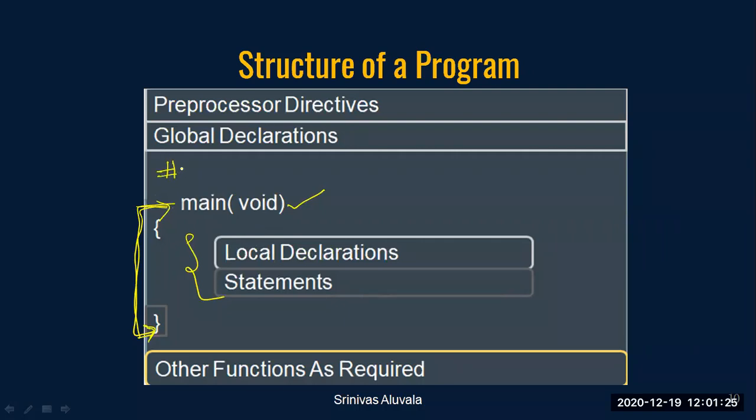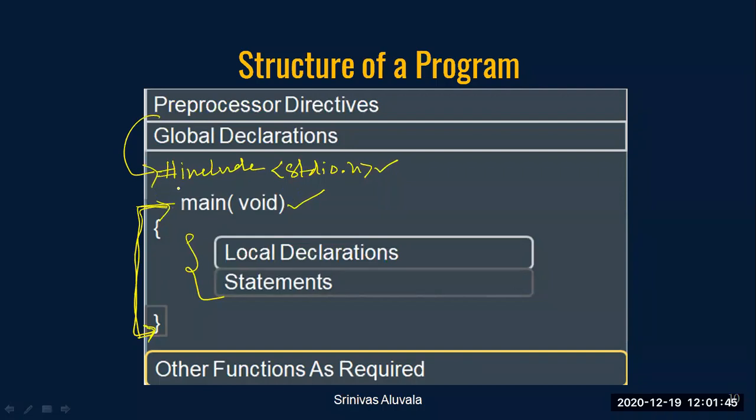Other than this, I have something here, and on top I can have the header files, hash include stdio.h. We call them header files. As of now, we know only one header file, hash include stdio.h, and that's where the preprocessor directives are.